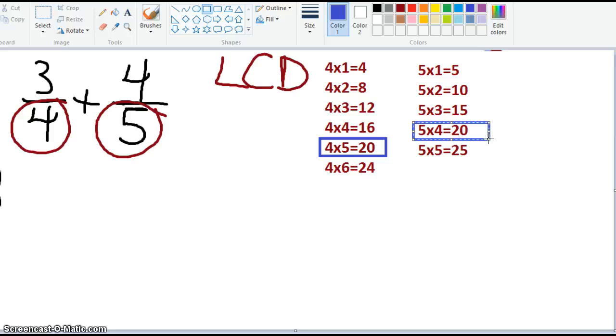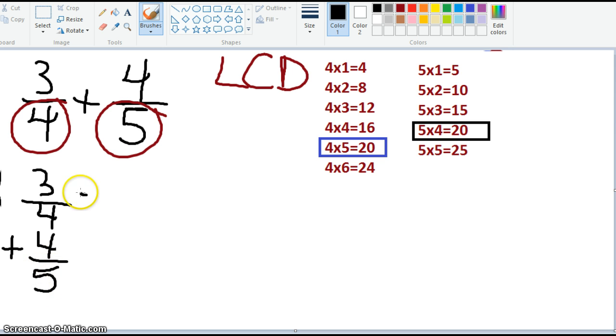So I'm going to have to rewrite this problem as follows. I'm going to simply rewrite this as 3/4 plus 4/5, and I'm going to rewrite this so that I have my new lowest common denominator of 20 in this new problem. So 3/4 equals some number over 20, and 4/5 is going to equal some number over 20.